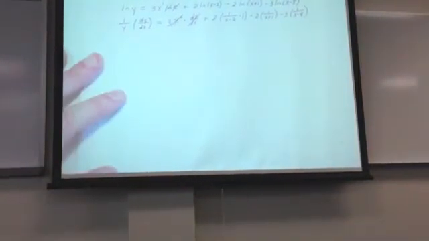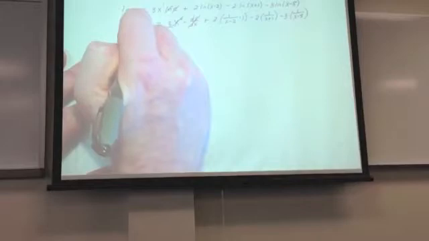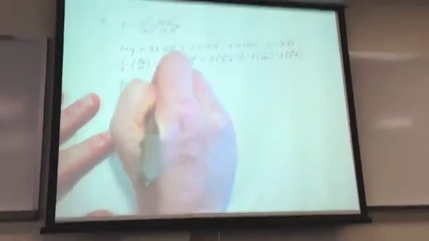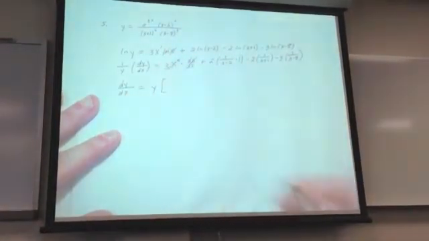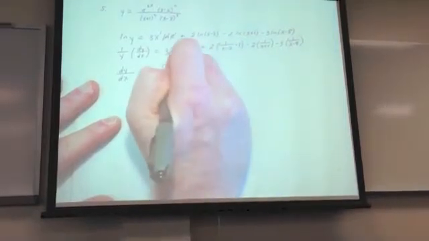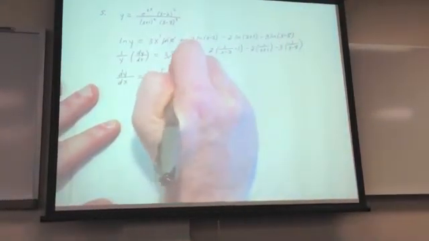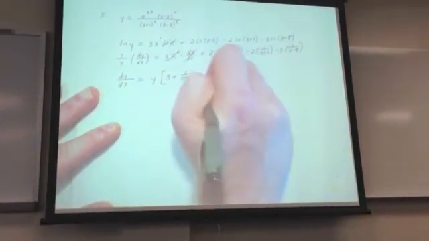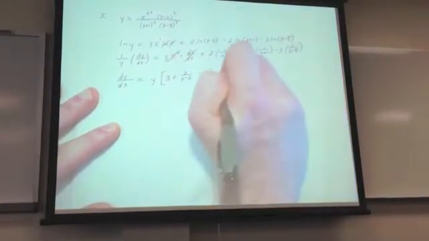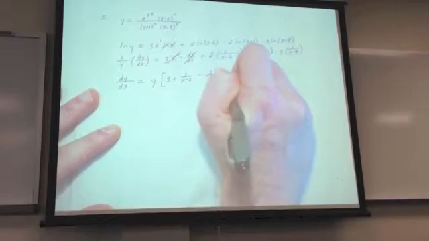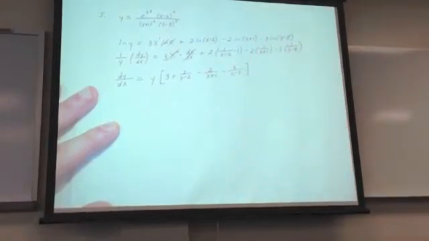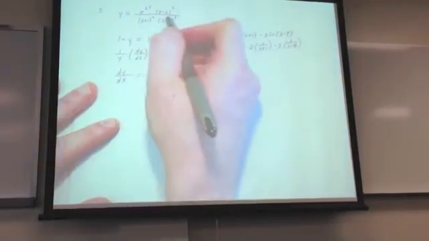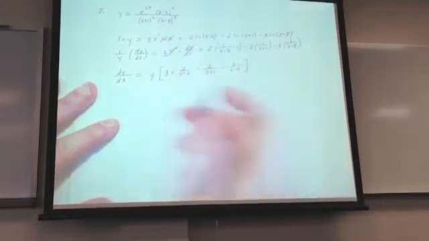So now I can say, okay, dy dx is going to equal, multiply by y on both sides, y times what's on this right-hand side. You have 3 plus 2 over x minus 2, minus 2 over x plus 1, minus 3 over x minus 8. Would we want to stop there? Because we know what y is equal to, so you'd rather have your answer all in terms of x.